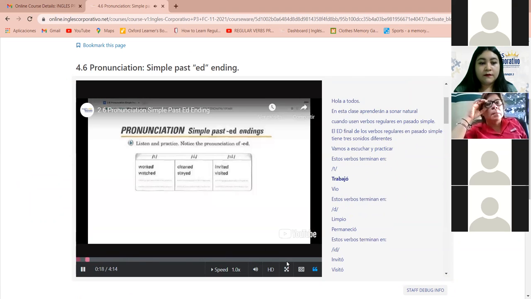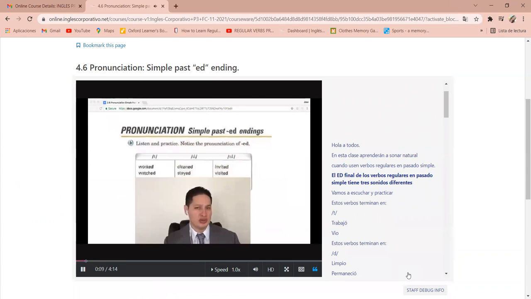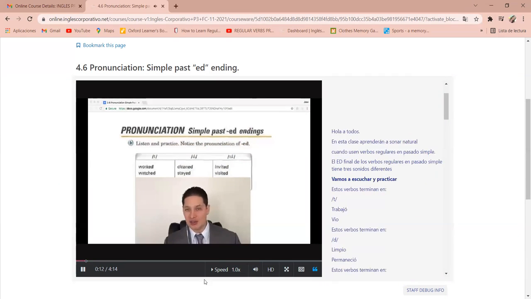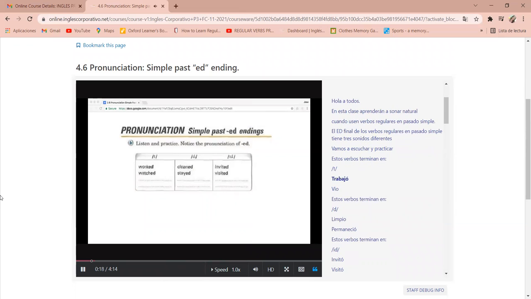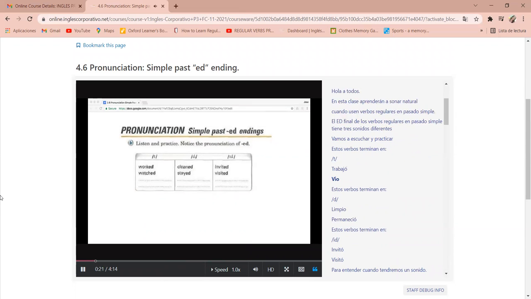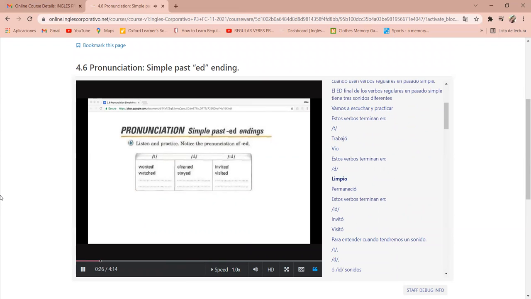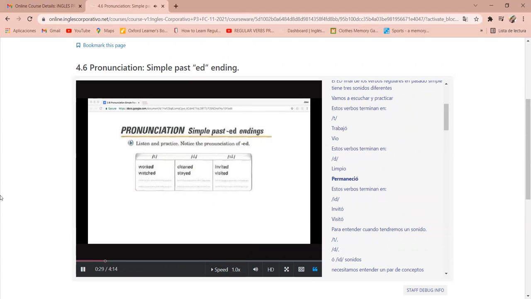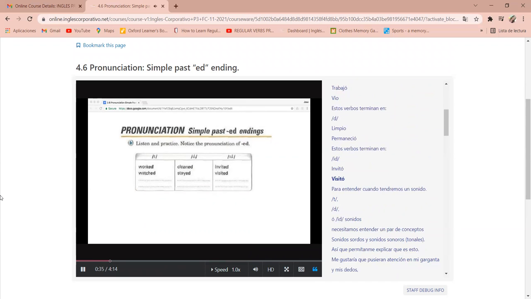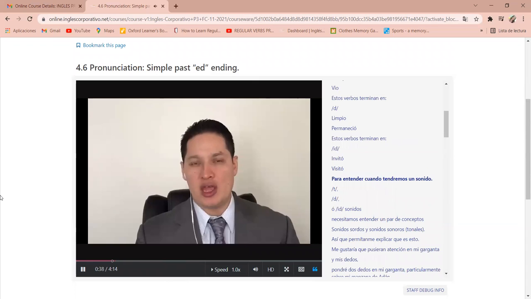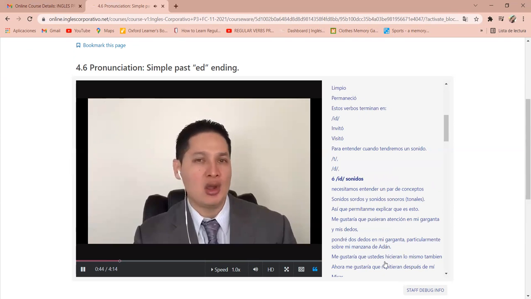Past verbs. The ED ending of simple past verbs has three different sounds. Let's listen and practice. These verbs end in t, worked, watched. These verbs end in d, cleaned, stayed. These verbs end in id, invited, visited. In order to understand when we'll have a t, d, or id sound, we need to understand a couple of concepts.